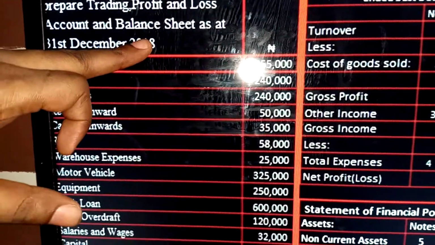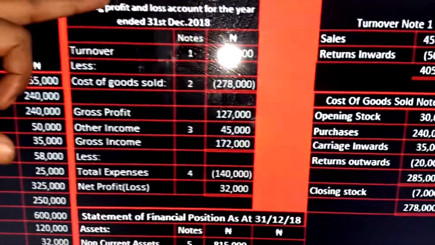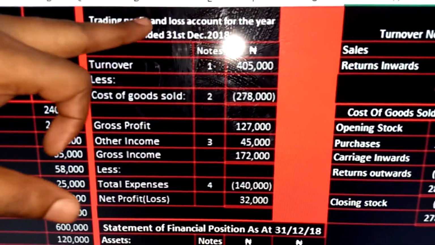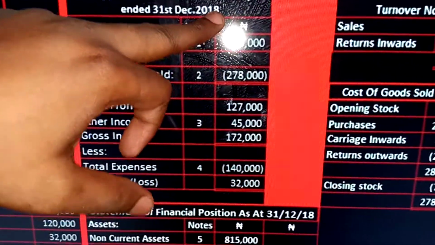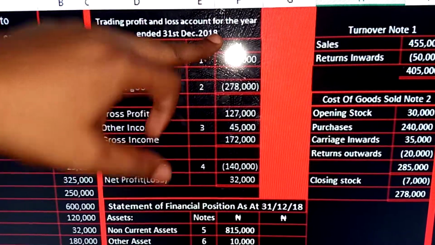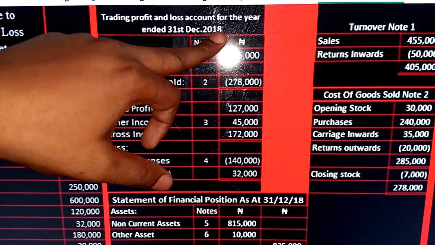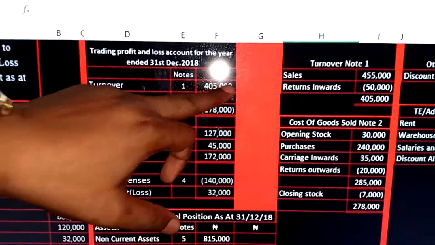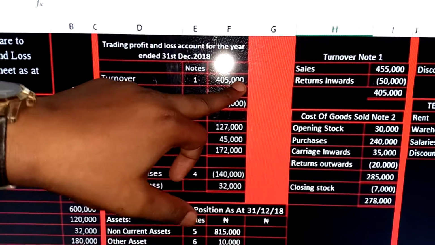So let's quickly show the trading profit and loss account. Now we see here trading profit and loss account for the year ended 31st December 2018. Remember, your trading profit and loss account is a function of your what? Turnover, cost of goods sold, other incomes, and total expense. So we have turnover here, which is note 1, 405,000.